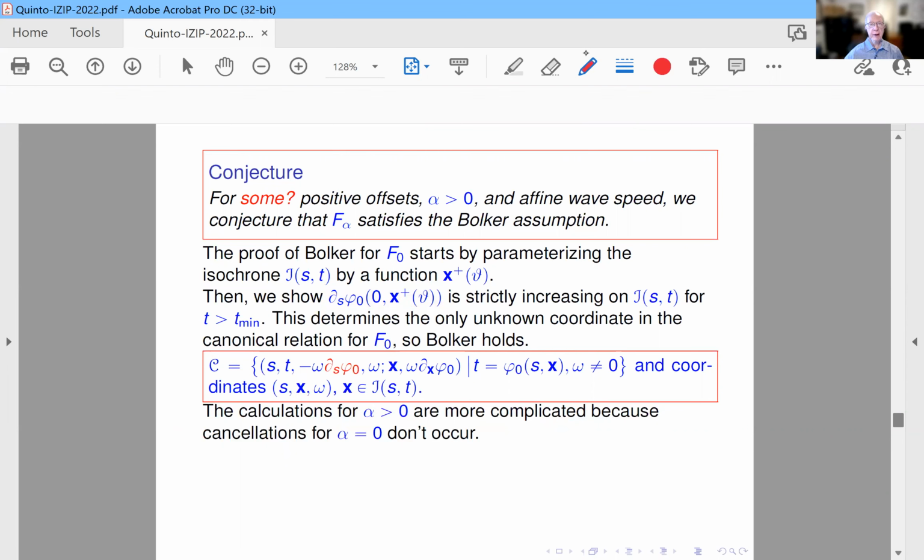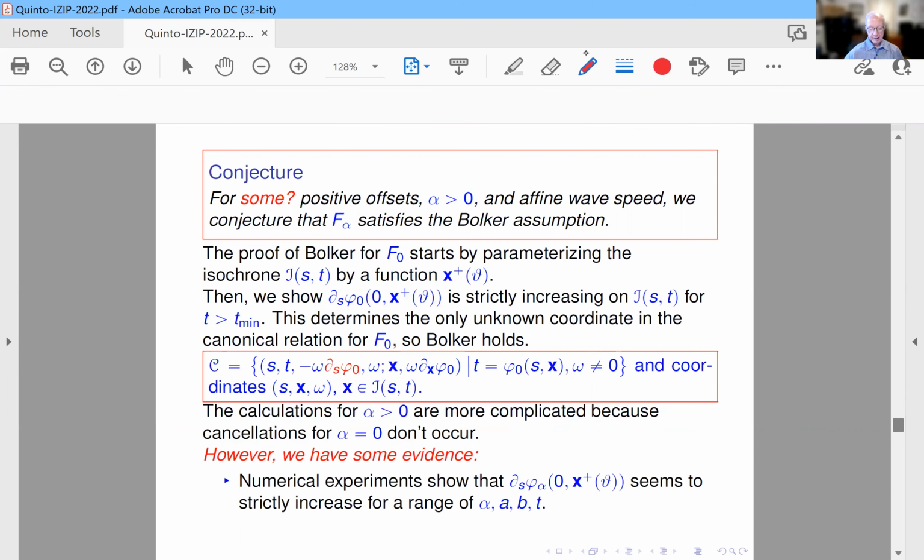And the calculations for alpha positive are more complicated because certain cancellations don't exist. But numerical experiments that Andreas did showed that this derivative seems to strictly increase over a range of alpha, a, b, and t. Now that doesn't prove anything, but it suggests, and so that's why we made the conjecture. Luckily enough, we have some more to say about the conjecture.